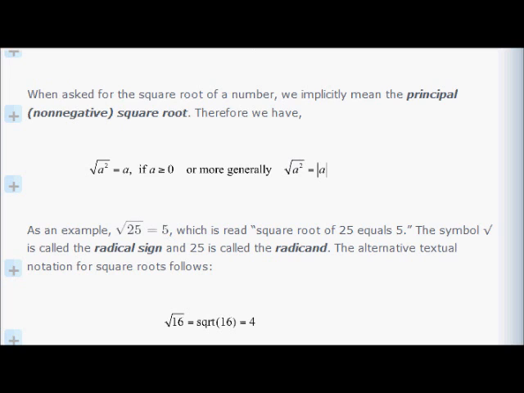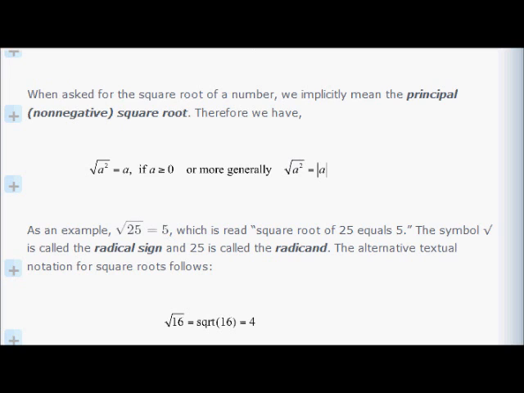So, in this case, the generalization is the square root of a squared equals a if a is a non-negative number, a is greater than or equal to 0. Or more generally, the square root of a squared equals the absolute value of a. So, if a is positive 5, the absolute value of positive 5 is 5. If a is negative 5, the absolute value of negative 5 is also 5. It's just the distance from the origin, which is 5 units. So that's your principal square root.